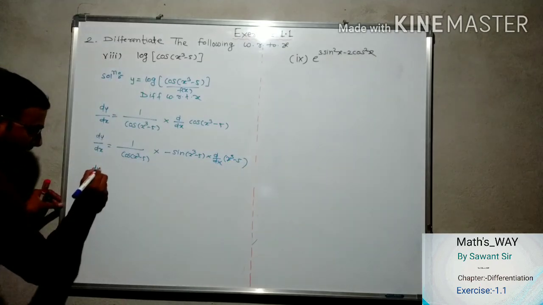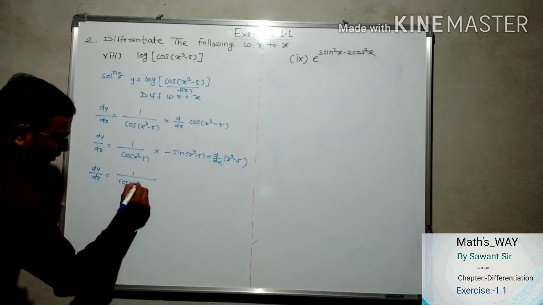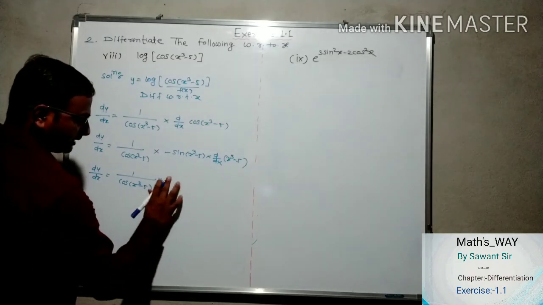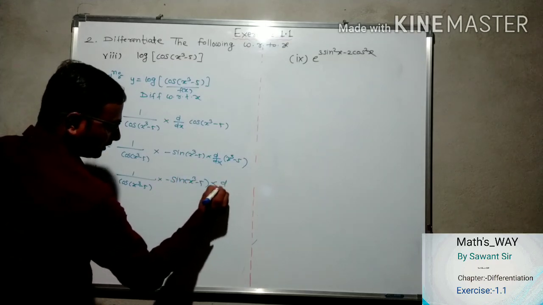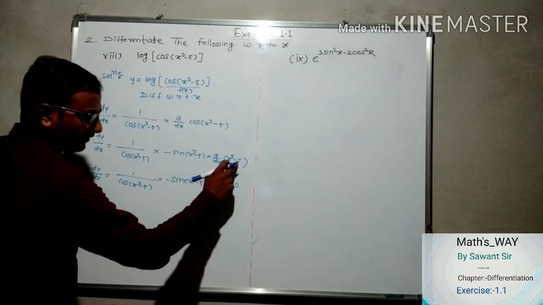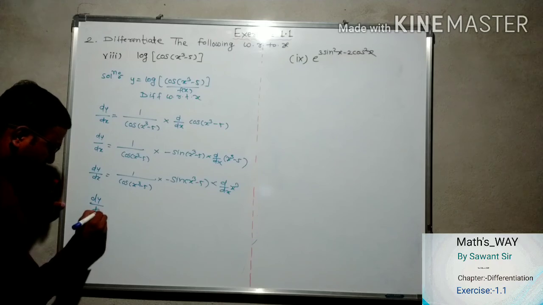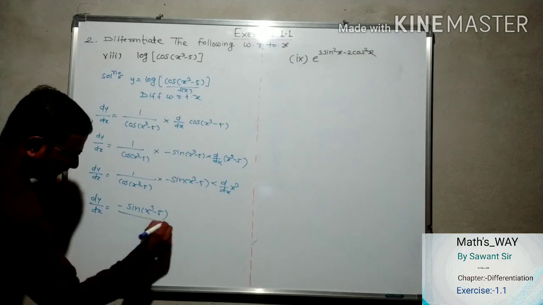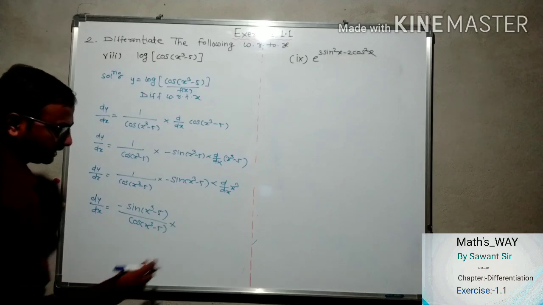So dy by dx is equal to 1 upon cos of x cube minus 5 into minus sin of x cube minus 5 into derivative of x cube, and the derivative of 5 is 0. 5 is a constant term, so the derivative of a constant is 0. So dy by dx is equal to minus sin of x cube minus 5 upon cos of x cube minus 5 into derivative of x cube.